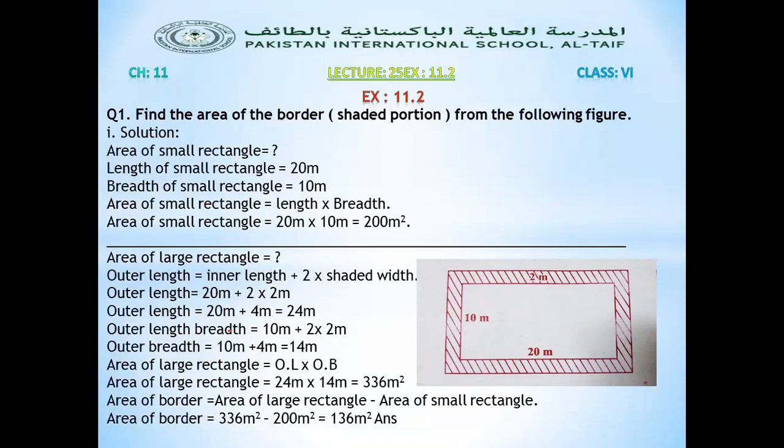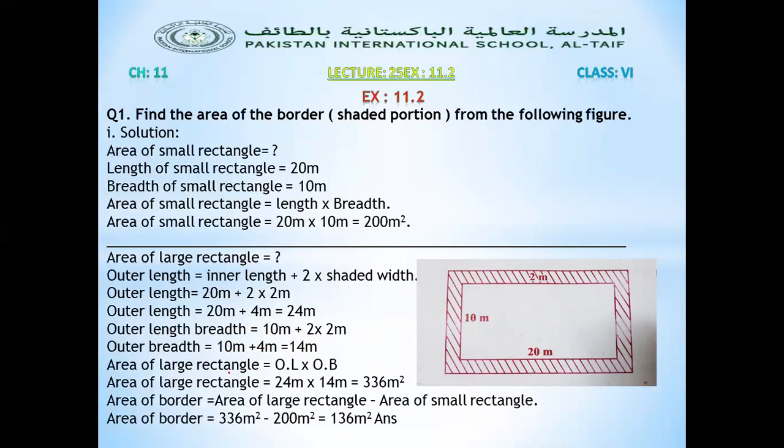Now again we have to find the outer breadth. Outer breadth is equal to the inner breadth plus 2 times the border width, or shaded width. Here the inner breadth is given as 10 meter, plus 2 times 2 meter. 10 plus 2 times 2 becomes 4 meter. After adding 4 meter to the 10 meter, dear students, we get 14 meter here.